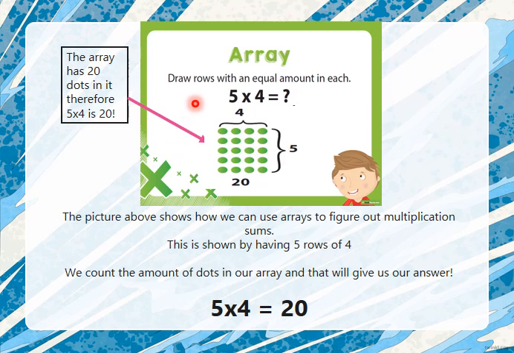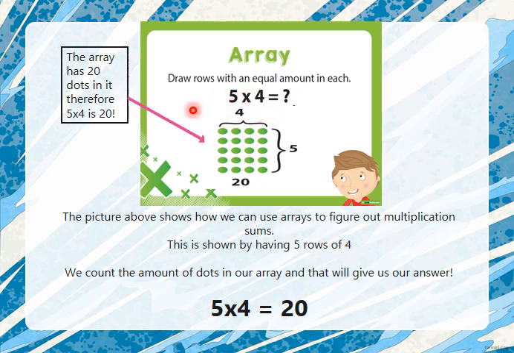So you're probably wondering where we get our numbers from. So let's look at our sum in question. We have 5 times 4. How can we use an array to help us with that sum? So the picture above shows how we can use it to figure out our multiplication sum. We have 5 rows of 4. 5 times 4 is the same as 5 rows of 4.